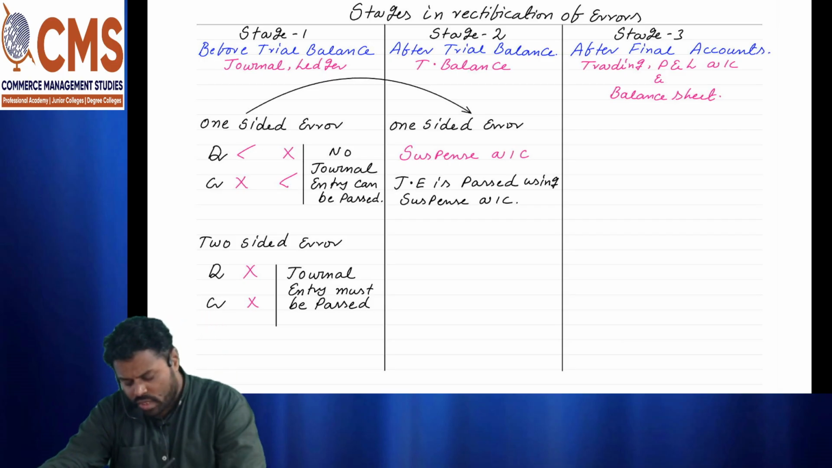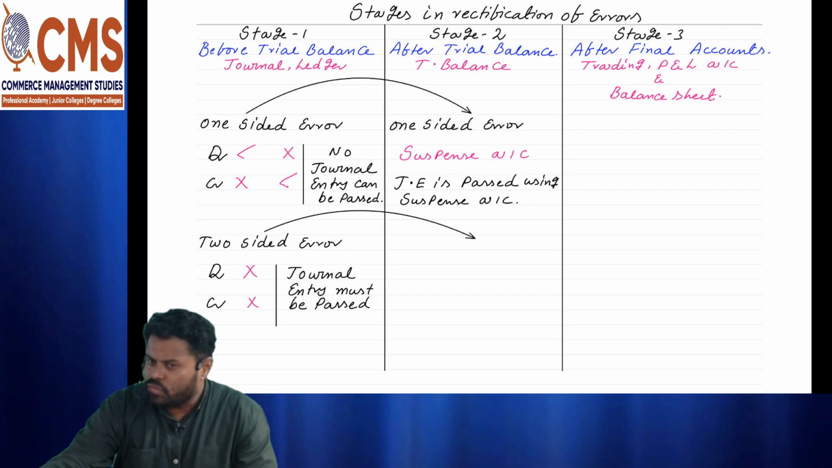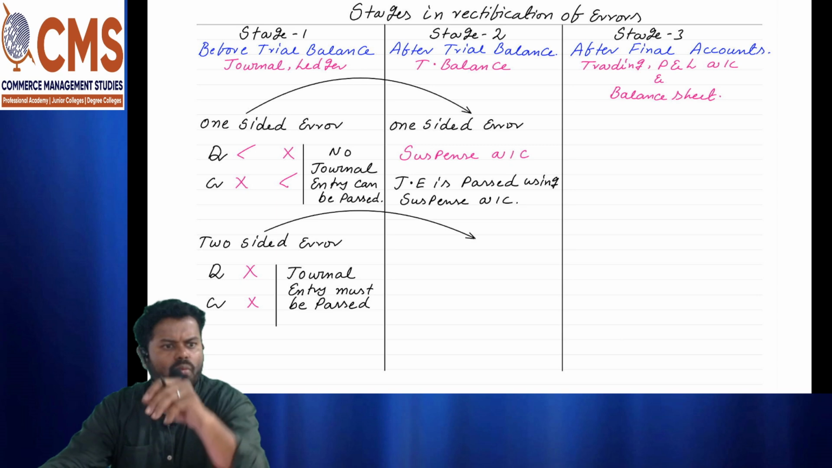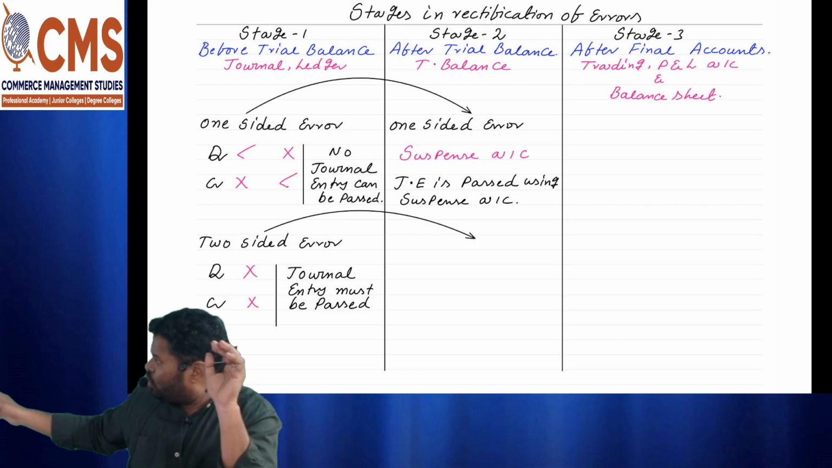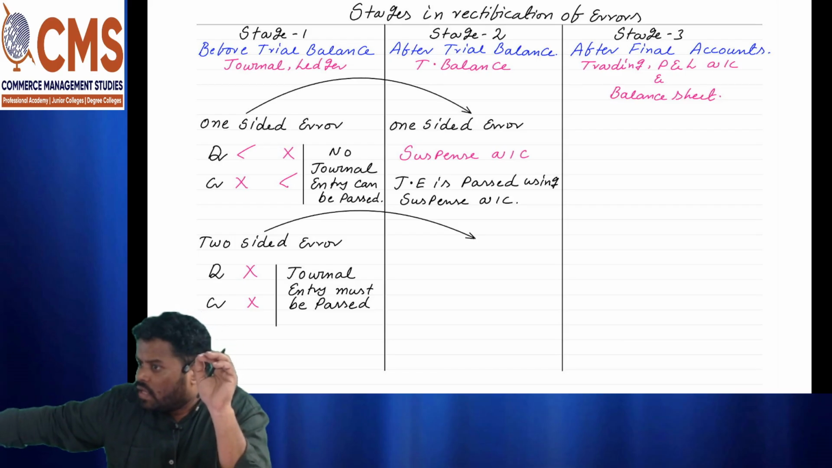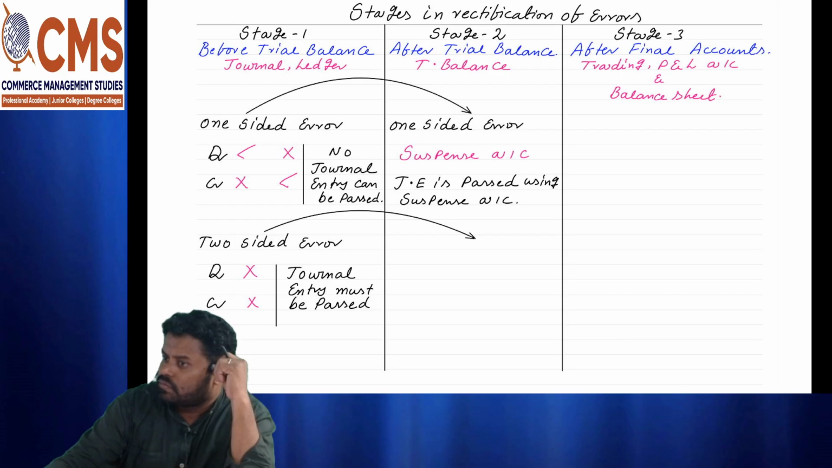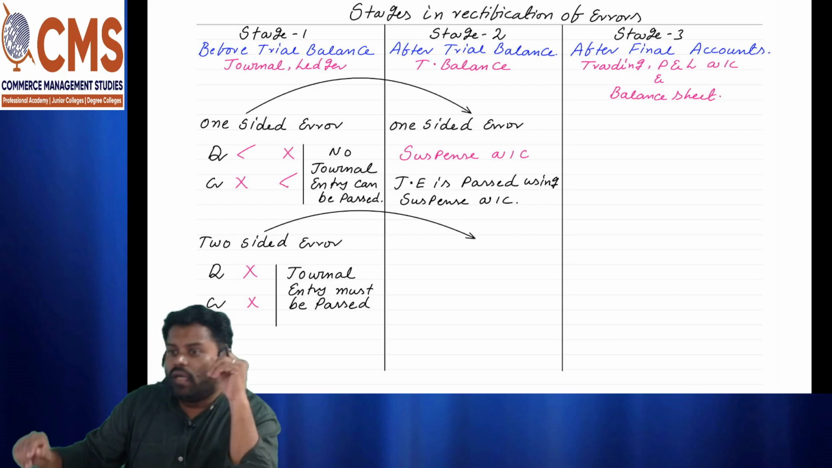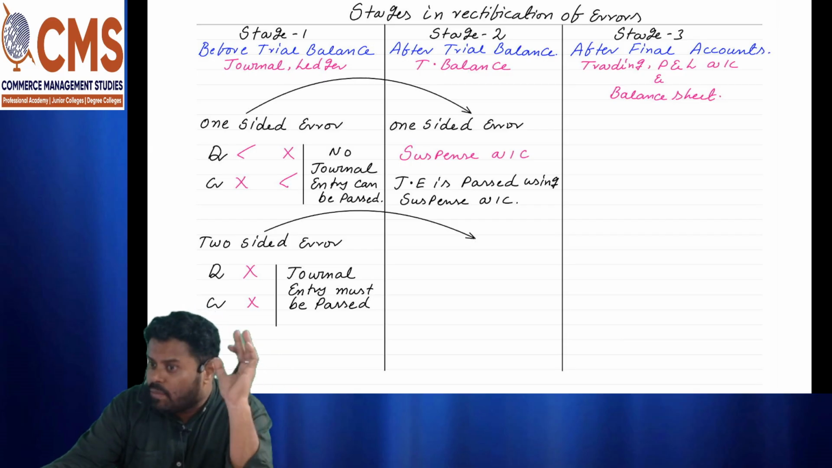Now, two-sided errors, whatever we are looking at here, they will be the same. Whatever journal entry you wrote in the first stage, the same journal entry will be passed in the second stage also. Why? Both accounts are wrong, and there will be no difference in two-sided errors if they are identified at the second stage, that is, after preparation of the trial balance. And moreover, two-sided errors will not allow your trial balance to tally perfectly.